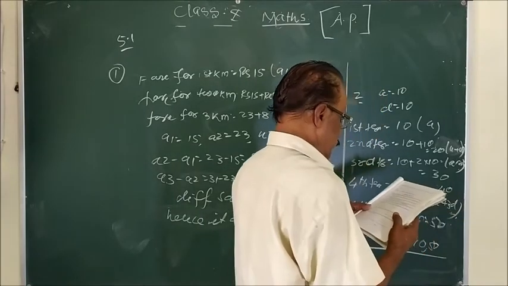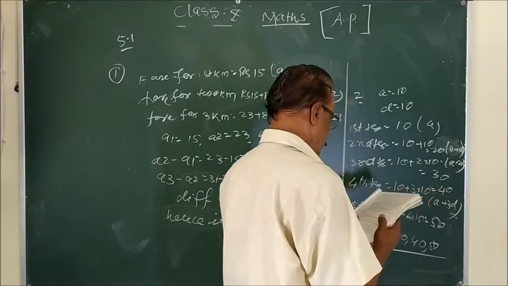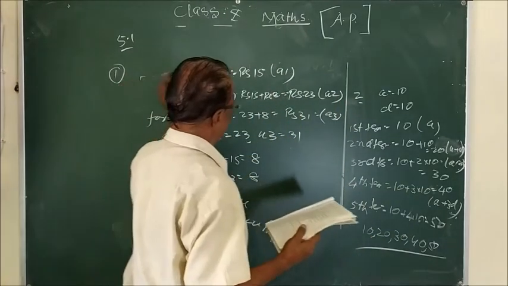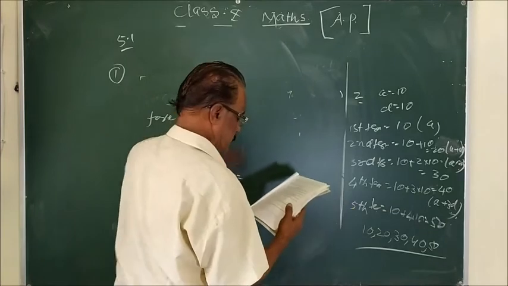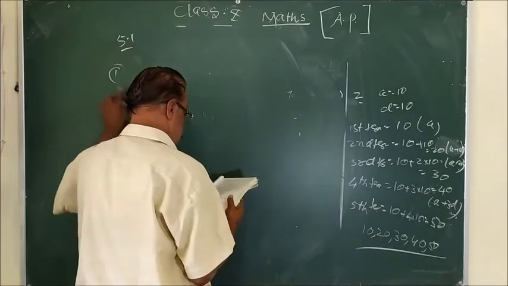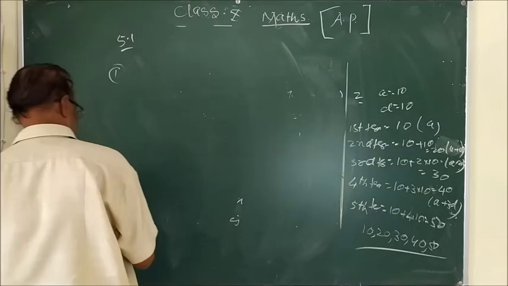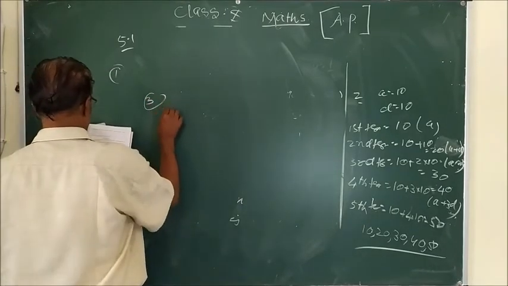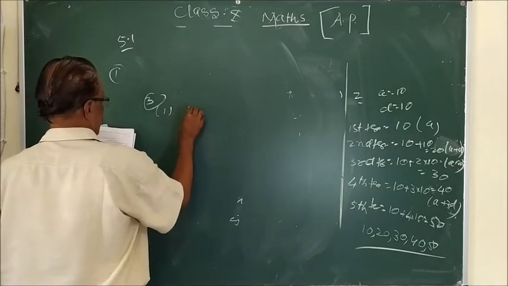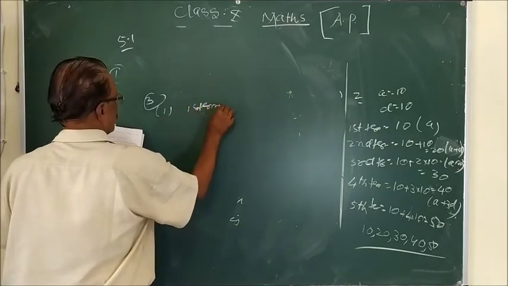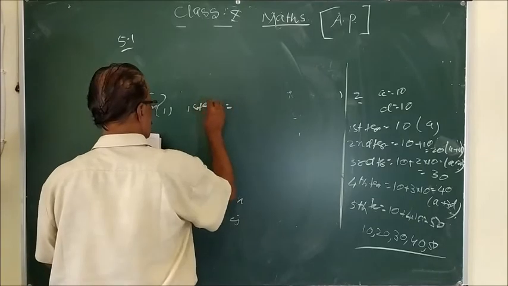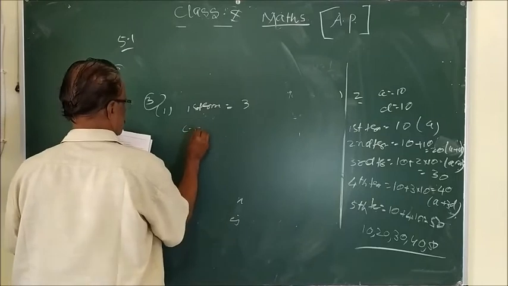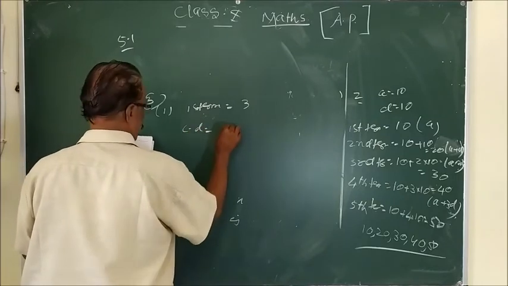Number 3, following AP, write first term and common difference. First term 3, 1, -1, -3. First of all you have to find whether... और फिर दिया हुआ है AP लिखा हुआ है तो पता लगाने की कोई जरूरत नहीं है, you have to write first term. So first term is 3, already given. Common difference: 1 minus 3.